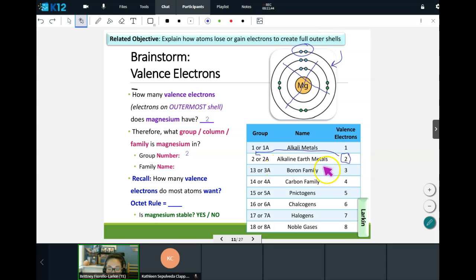Please type it out. I know you're like, why am I typing it out? I see it on the board, but that's because you need to practice using it. You need to practice the name. Yeah, exactly. So this is actually going to be the alkaline earth metals.